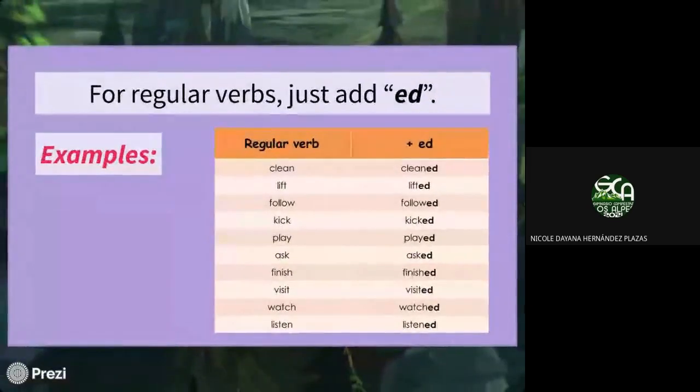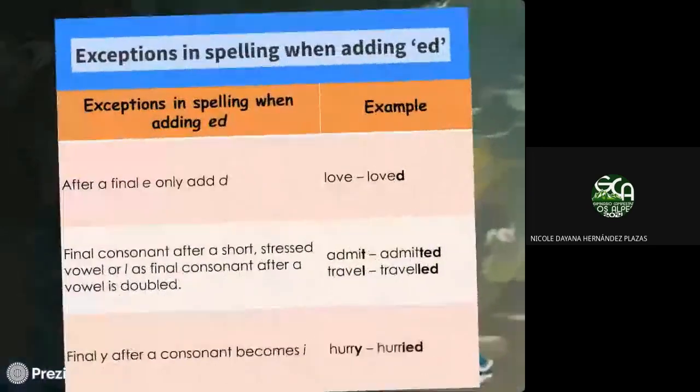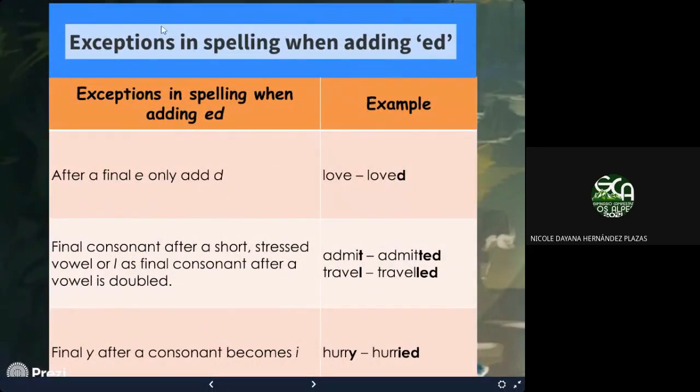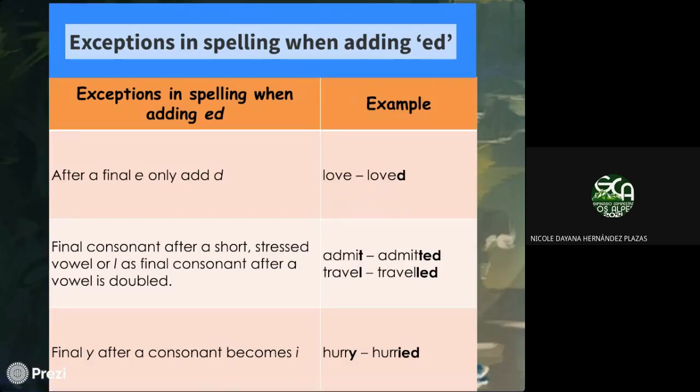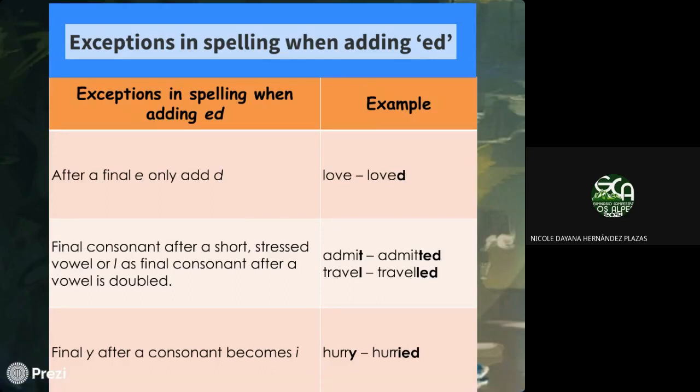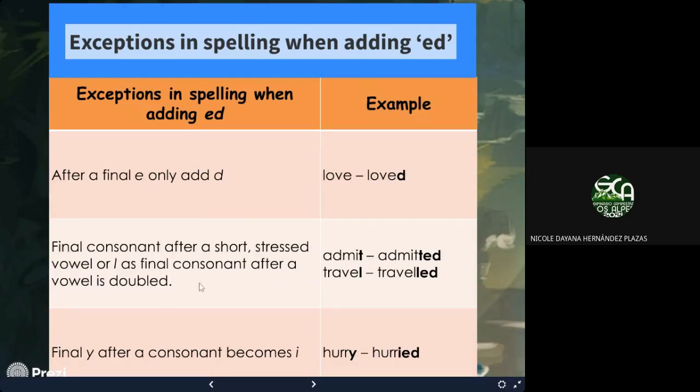But what happened, guys, with the irregular verbs? Oh, yeah. We have some exceptions when we are adding ed. Hay algunas excepciones para agregar esa ed. So, for example, when you have a final e, you just have to put d. Por ejemplo, en el verbo love. No lo van a poner otra vez para que quede con doble e y d al final. Simplemente ponen la d al final. Love.